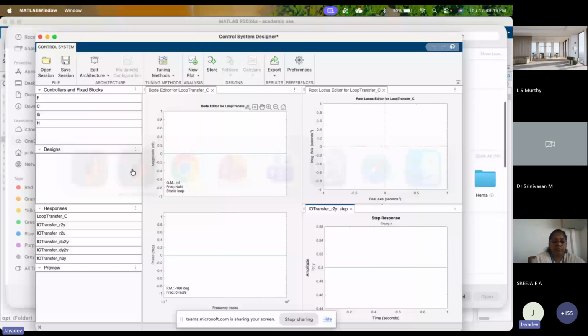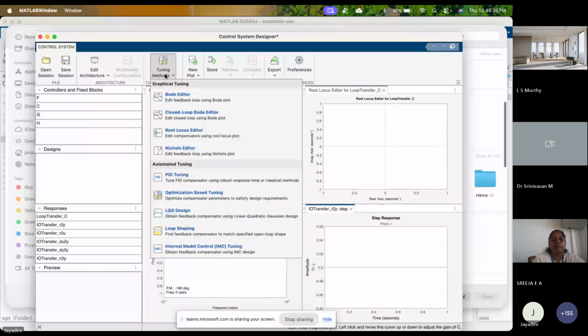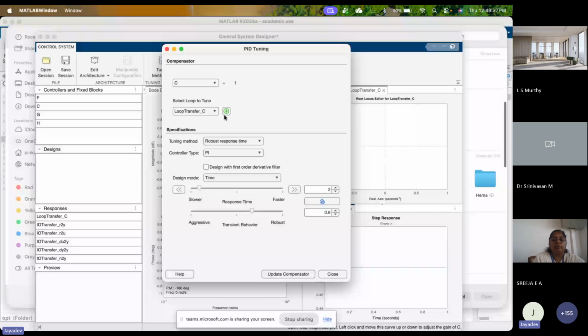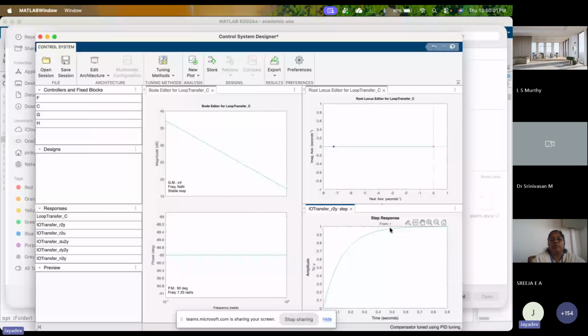In this way you will get the step response, and then you go to the tuning method. Here you can see PID tuning. You click on PID tuning and select whether it is P or PD, whatever you need. You decide your robustness or how fast your system will be, and you can vary that and click on update compensator, so that your step response will be visible here.